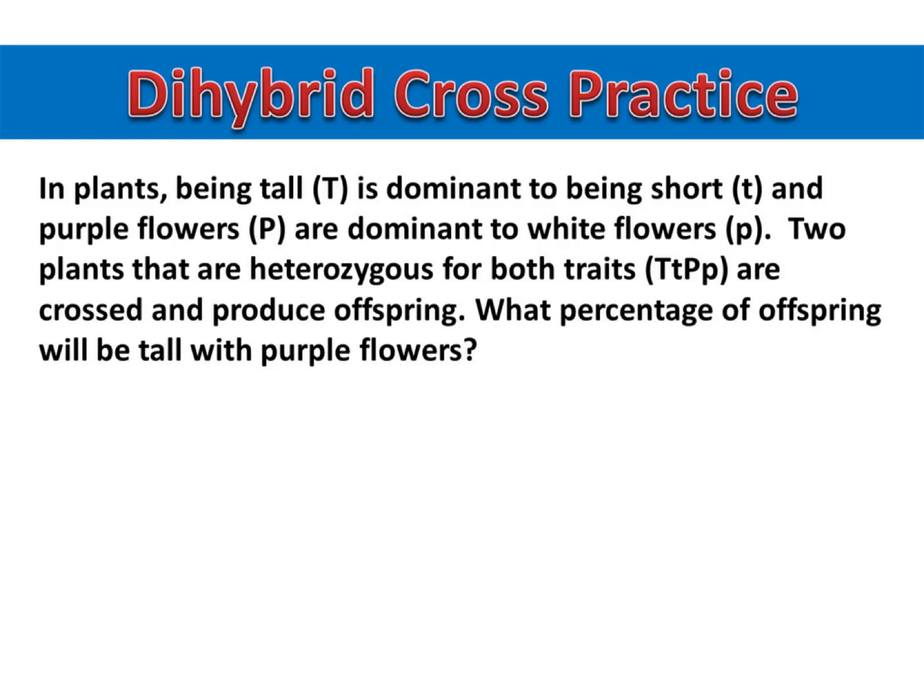So, as always, the first thing I want to do is make sure that I understand the genotypes that are involved in this cross. And it tells me that two plants are both heterozygotes. So that means that both plants will be big T, little t, big P, little p. And so knowing that, I'm ready to make my Punnett squares.